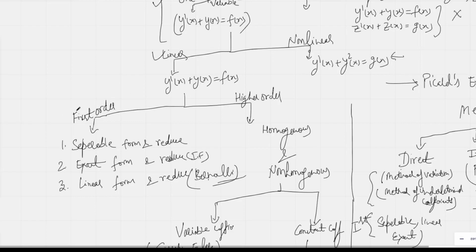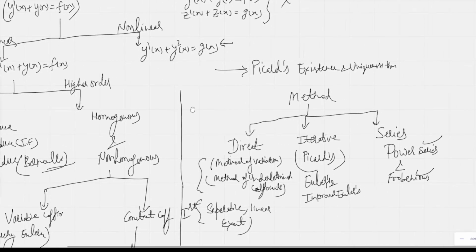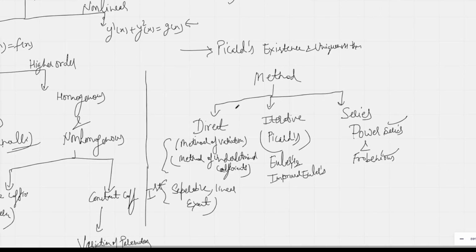the higher order. If we have the first order ordinary differential equation, then we have different cases to solve it. And to solve it, we have different techniques: direct method, iterative method, series. In the direct method, we basically get the exact solution of the problem. In which we have method of variation, method of undetermined coefficients, and even the Laplace transform is also one of the cases. For the first order ODE, we have different cases. We can solve, for example, separable form, linear, and exact.